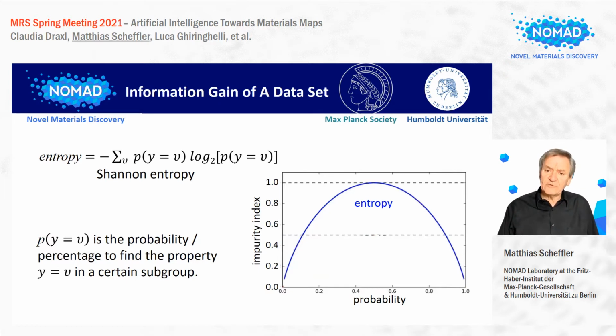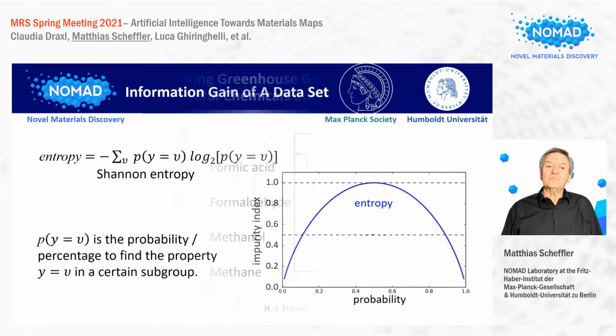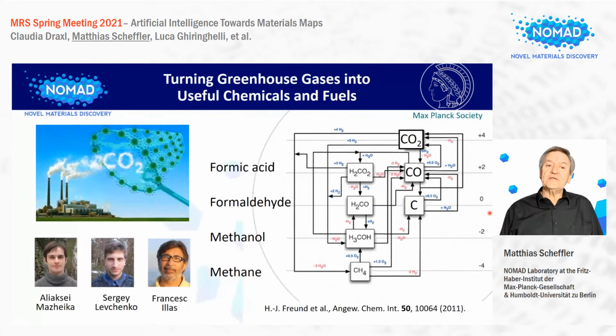Let me demonstrate how subgroup discovery works with a specific example, turning greenhouse gases into useful chemicals and fuels. This work was done together with these gentlemen. CO2 is typically considered a bad gas. However, I'm convinced that at some point CO2 may well be an important raw material for creating fuels and valuable chemicals, as indicated here. This is all possible already today, but the process is very inefficient.